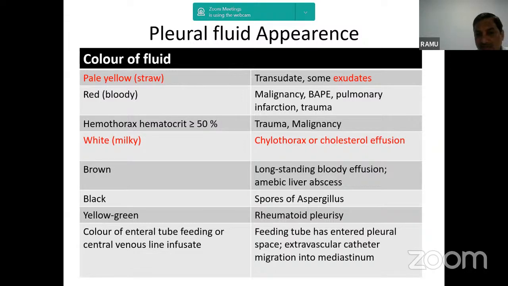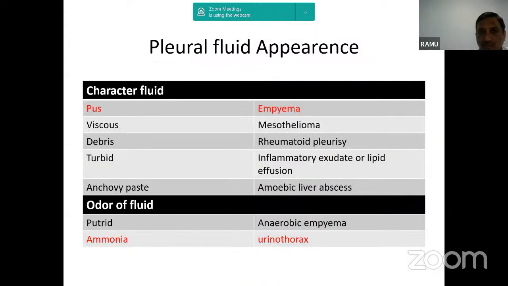Color may also come from enteral tube feeds or central venous line infusate. When feeding tubes or catheters have entered the pleural space, with migration into the mediastinum, we can see it clearly, and this can be detected in the pleural fluid. If it is pus, we should think of empyema, and if the fluid is viscous, then it is mesothelioma. Debris suggests rheumatoid pleurisy. Turbid fluid is inflammatory exudate or lipid effusion. Anchovy paste pus is amoebic liver abscess.